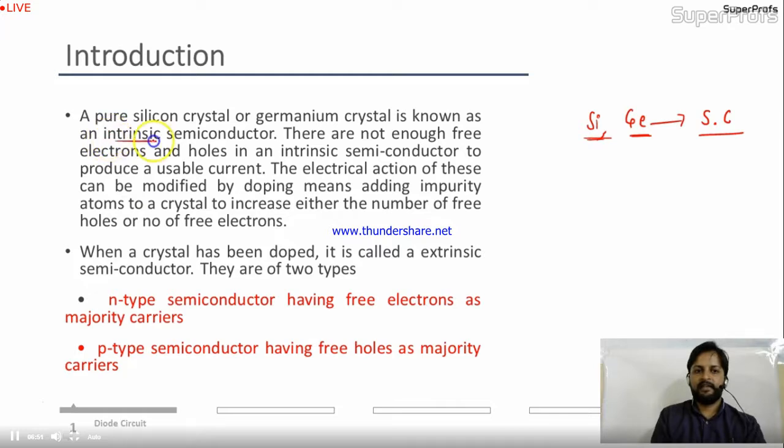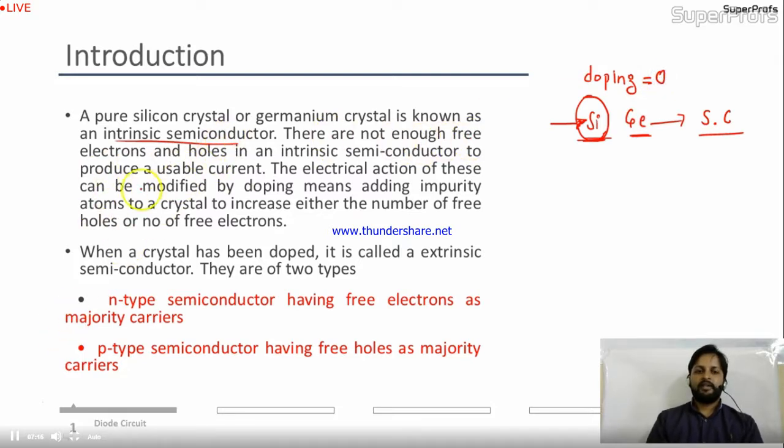as an intrinsic semiconductor. Intrinsic semiconductor means the semiconductor in which the doping is zero. The outer or foreign elements are zero inside of it. Right? No doping at all. Doping means adding impurity to the silicon or germanium atom. Doping is zero for intrinsic semiconductor.